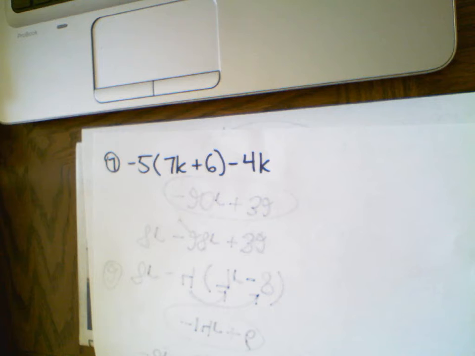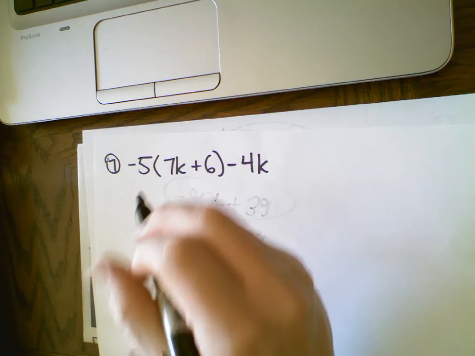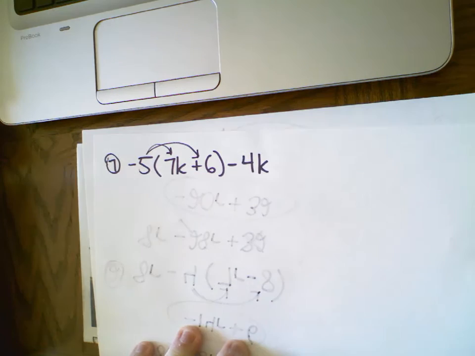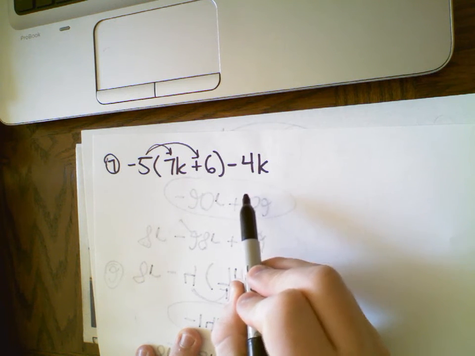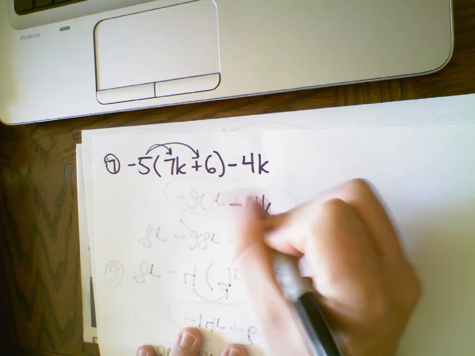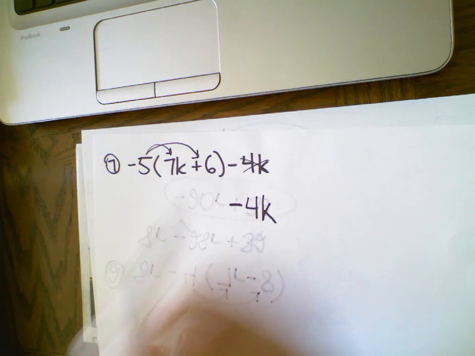I'm going to look at this problem. The first thing I'm going to do is draw my arrows. Come on, come back. You were working. This camera's really not the best, so I apologize. All right, we're back. First thing I'm going to do is draw my arrows. -5 to 7k and -5 to 6. This is what this looks like. Now, I have a straggler over here, a loner. I'm going to drop him down. -4k, because I can't combine -4k with any of these yet. I'll even cross it out to ease the confusion.